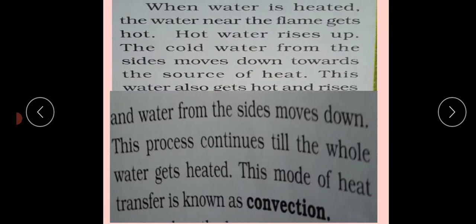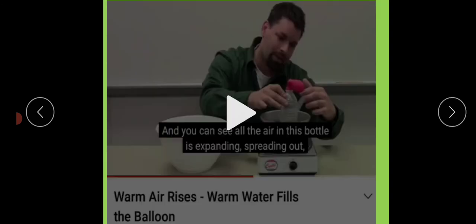It is explained that when water is heated, the water near the flame is heated, hot water rises up, and cold water from the sides moves down towards the source of heat. This process continues, and this is called convection. You have already studied the heat lesson, I think. For this, there is an experiment.